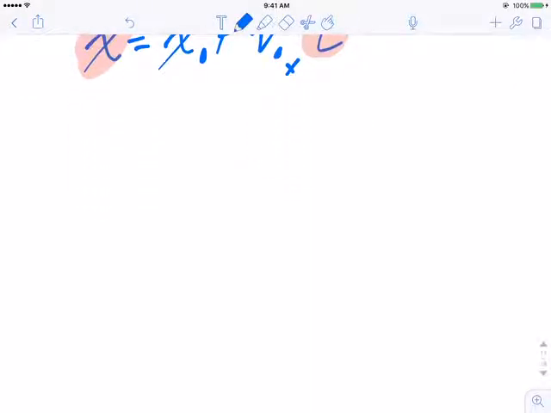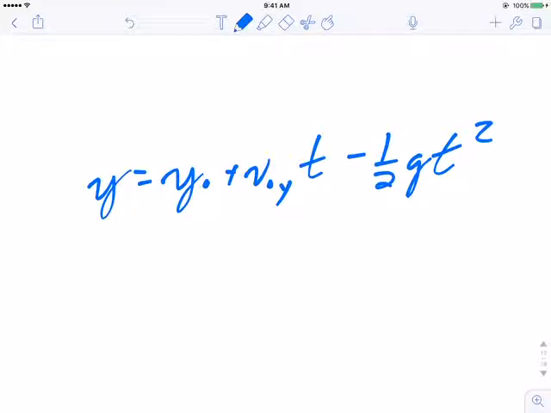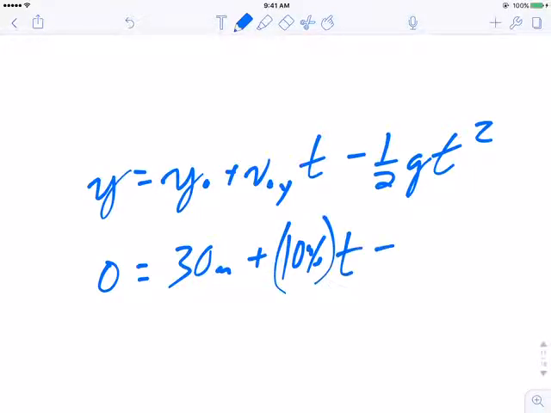I start to write this out. y final equals y initial plus v0y t minus 1/2 g t squared. y final is 0, y initial is 30 meters, plus v0y, 10 meters per second, times t, minus, whoops, sorry, minus 5. I just multiplied 10 meters per second squared by 1/2, times t squared. I'm just being good about my units.